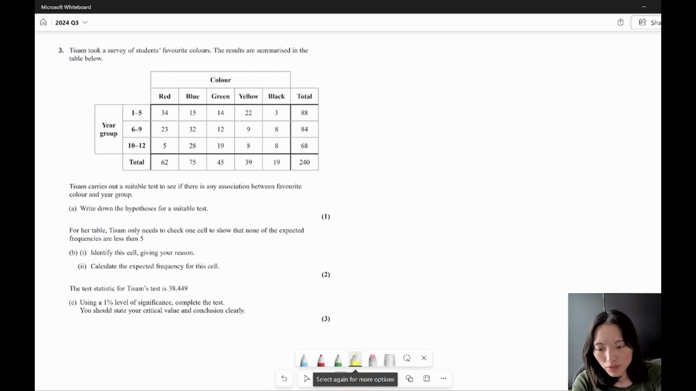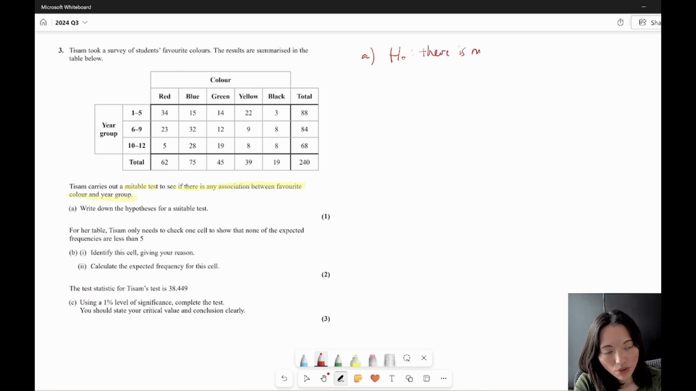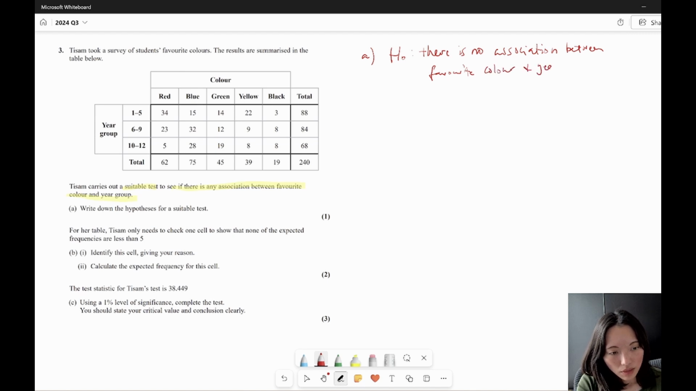Now, let's look at the question again. It's asking us to carry out a suitable test to see if there's any association between favorite color and year group. The answer is actually given in the question. So our null hypothesis is going to be that there is no association between favorite color and year group. Apologies for the handwriting.